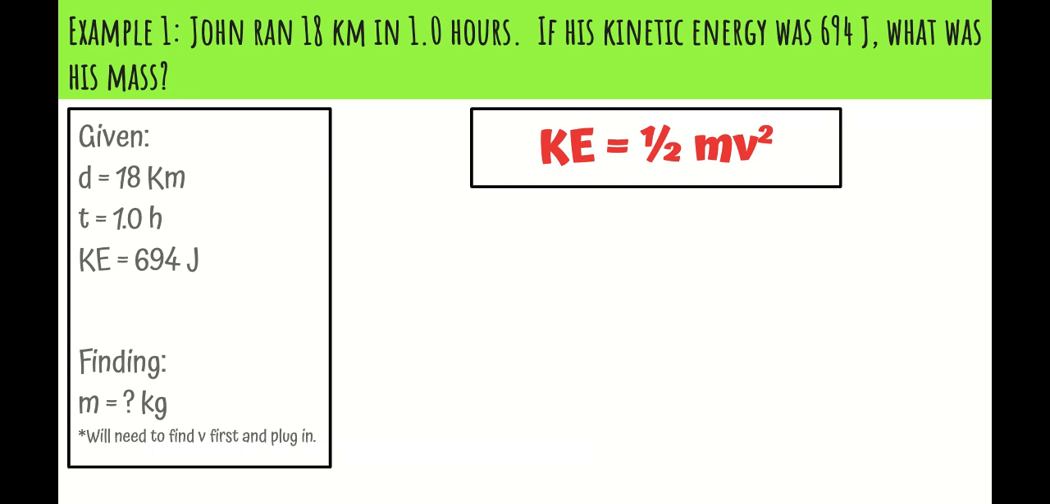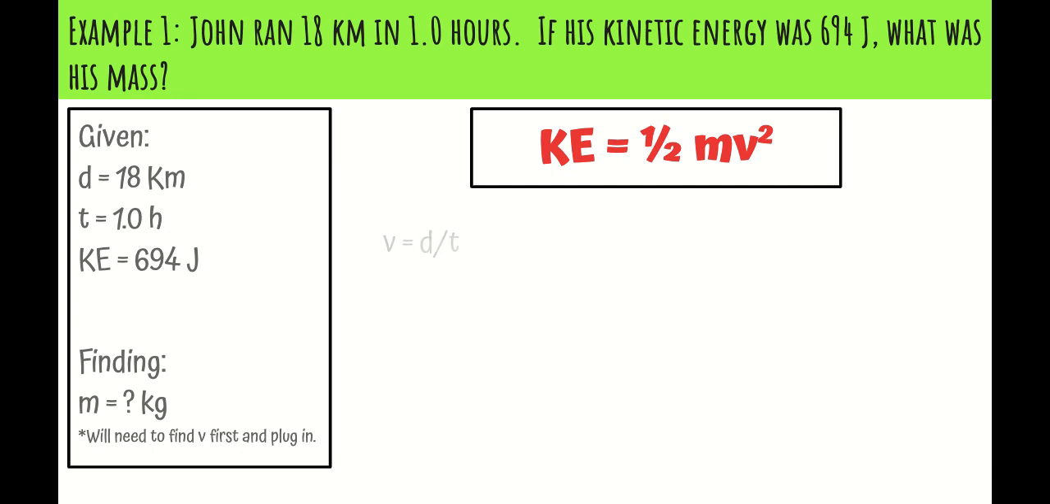John ran 18 kilometers in 1 hour. If his kinetic energy was 694 joules, what was his mass? So we are given quite a bit of information here, and we are trying to find his mass. In order to find mass, if we're looking at a formula, we have to have the kinetic energy and the velocity. We do not know his velocity, but we can calculate it.